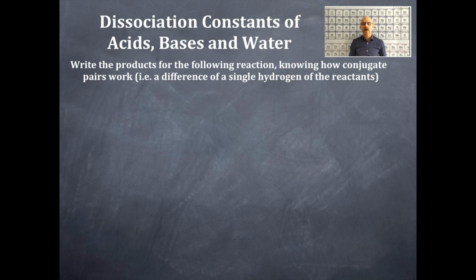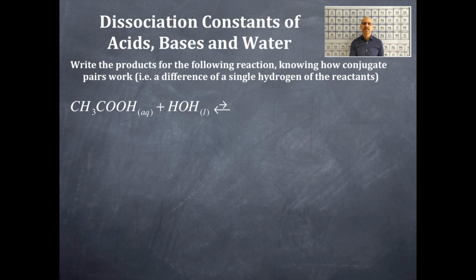We're going to write the products of the following reaction knowing how conjugate pairs work, i.e., conjugate pairs differ by a single hydrogen ion between the reactant side and product side. So this is acetic acid, CH3COOH. That's vinegar, acetic acid, in solution, plus water. So I need to write the conjugate pair for acetic acid.